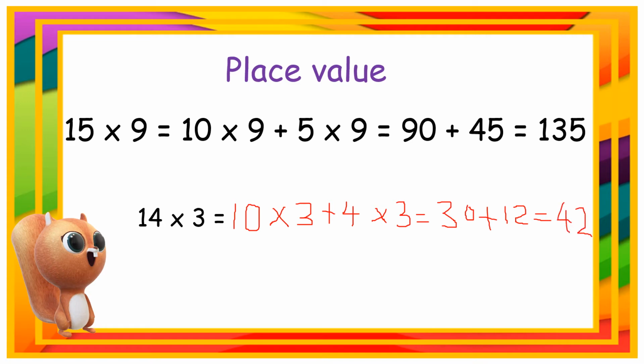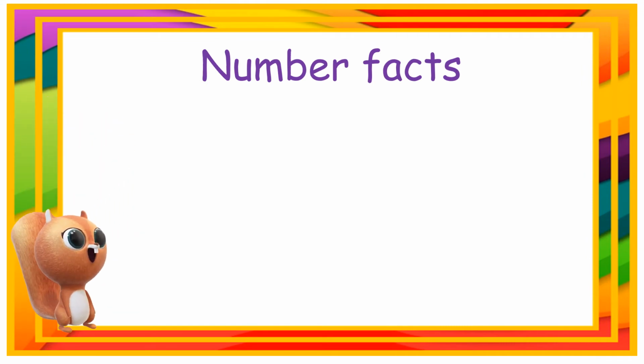So, using our place value, we could easily multiply numbers bigger than 12. The place value helps us do this easily. This is the first efficient method we could use to multiply numbers greater than 12. Now, let's find out the second method. Number facts, using our knowledge of the number facts.